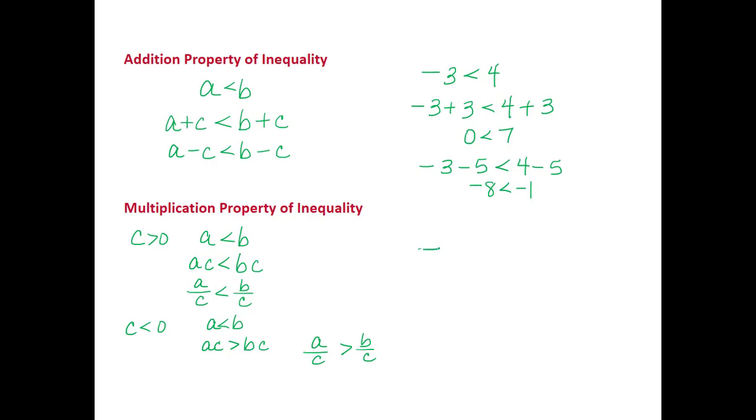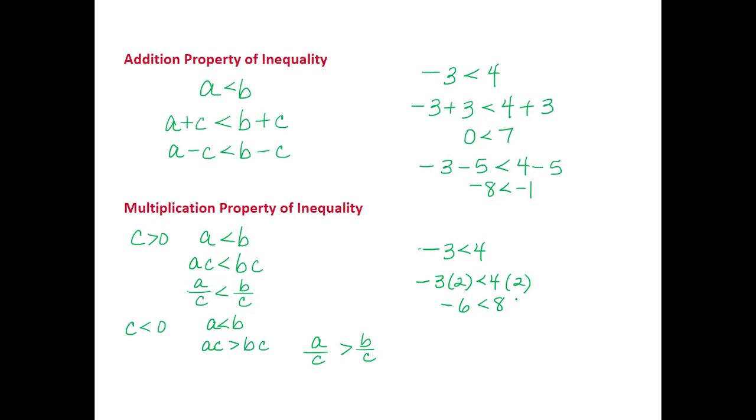Consider again, -3 < 4. Let's multiply each side by 2. We get -3 times 2 < 4 times 2, or -6 < 8. The inequality is preserved. We can also divide each side by a positive number and get a true inequality.